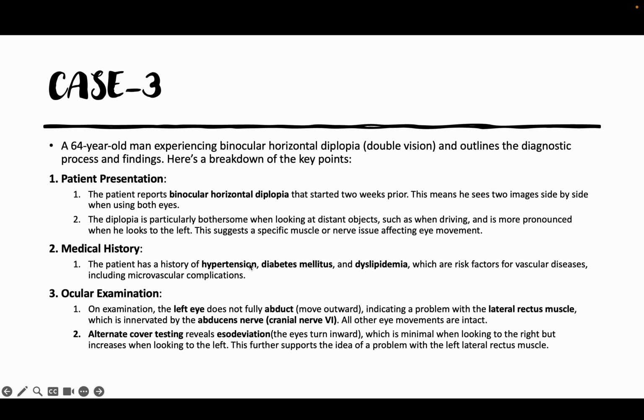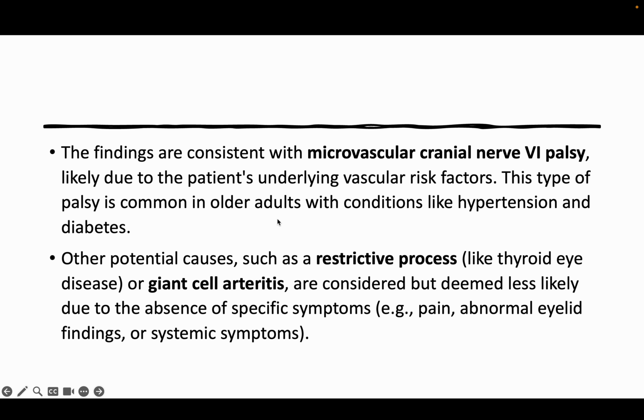The patient also has a history of hypertension, diabetes, and dyslipidemia. So there are also certain risk factors. On examination, the left eye does not fully abduct, indicating lateral rectus palsy, which is innervated by the abducens nerve. So classically, as we mentioned, horizontal diplopia worse at distance means more divergence, more lateral recti. If convergence is a problem, more medial rectus palsy will be there. Also, it is worsened on left gaze, more likely left lateral rectus palsy. So on examination also left lateral rectus palsy is there. The alternate cover test also showed esotropia, which is more ophthalmological than for us. So the findings are consistent with a microvascular cranial nerve sixth palsy. This is why it is important.